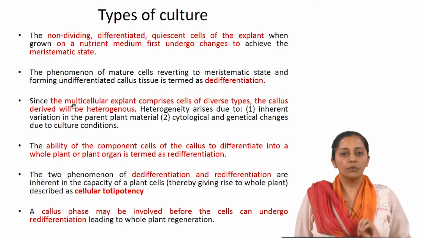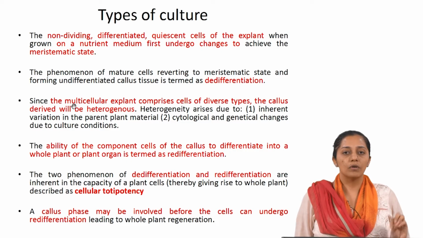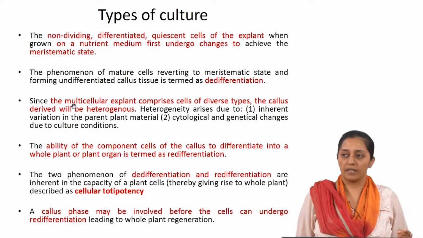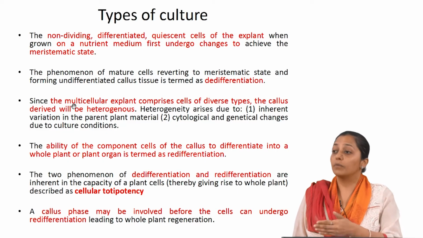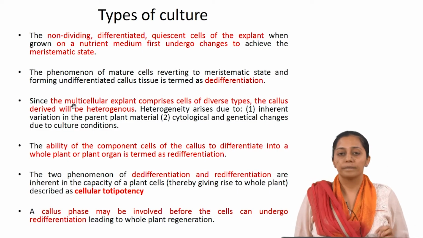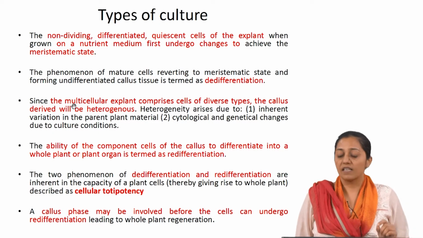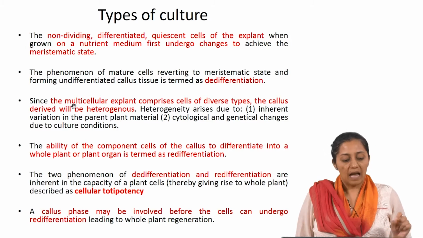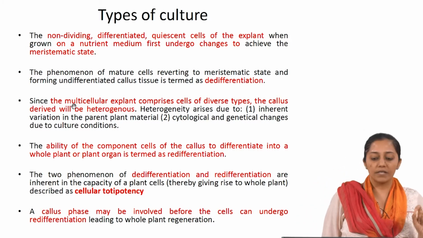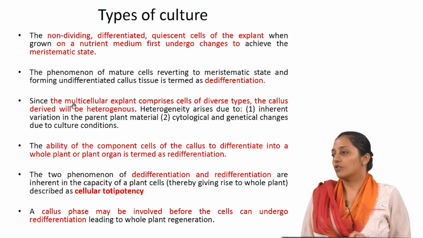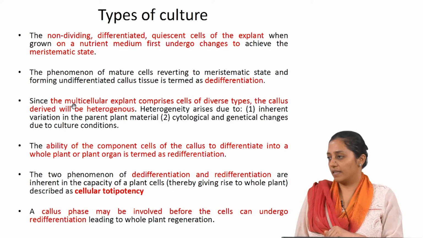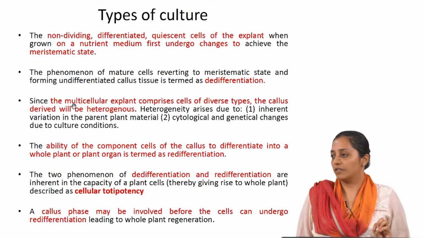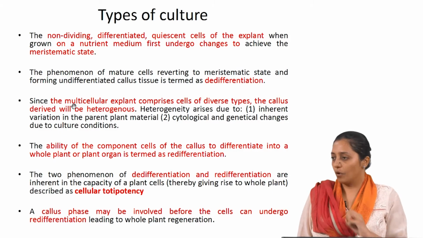So when grown on a nutrient medium, they first undergo changes to achieve the meristematic state. These programmed or matured cells have to be reprogrammed to come back to their original meristematic state. Now the phenomenon of mature cells reverting to the meristematic state and forming an undifferentiated callus tissue is what is called dedifferentiation. We were saying that callus is a dedifferentiated tissue. The process of reverting a matured cell into a meristematic cell is called dedifferentiation. That is what forms that callus blob.